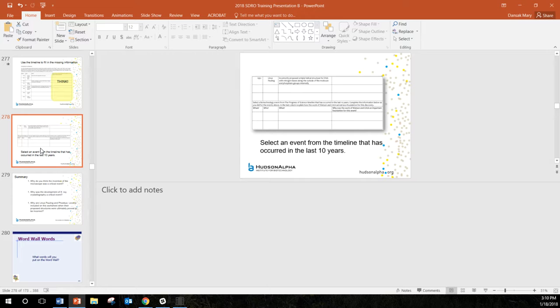They're asked to select an event from the timeline that's occurred in the last 10 years and then think back to how the work of Watson and Crick was an important foundation for that event. And so they won't be choosing random events.